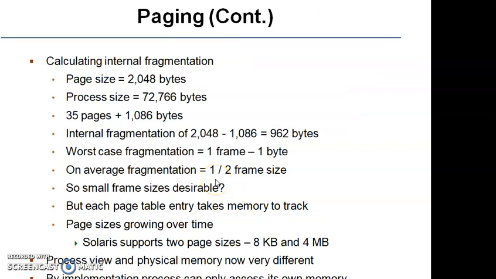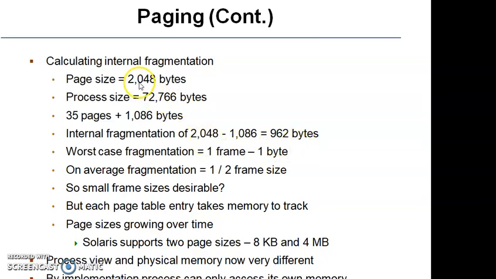Let us see the example of the internal fragmentation. Assume that the page size equal to 2048 bytes and process size is 72,766 bytes, and if we divide 72,766 by 2048, we get 35. We require 35 pages plus the remainder is 1086 bytes. Then the internal fragmentation can be calculated as 2048 minus 1086, that is 962 bytes.